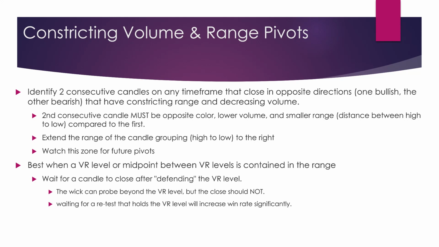So when you see that, what you want to do is mark off the range of the candle grouping, the high to the low of those 2 candles, and then extend that to the right, which I'll show you. And then you're going to watch that same zone for future pivots. This works best when there is a VR level or a midpoint between VR levels contained inside that pivot range. I at least need to see a candle close after defending that VR level inside the range. I don't just jump on because it tested the area. I need to actually see it defend and reverse pivot there.